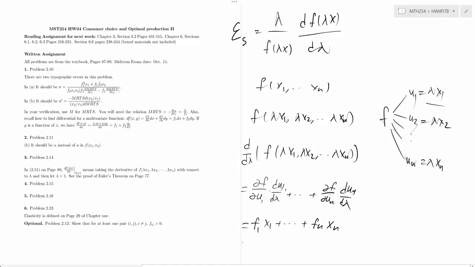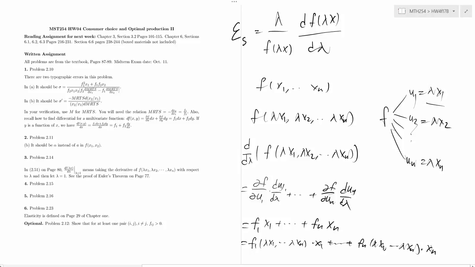Of course, if you remember, if we write it down completely, f1 is still a function of lambda x1 through lambda xn, times x1, and I keep going like this. Fn is a function of lambda x1 through lambda xn, multiplied by xn.